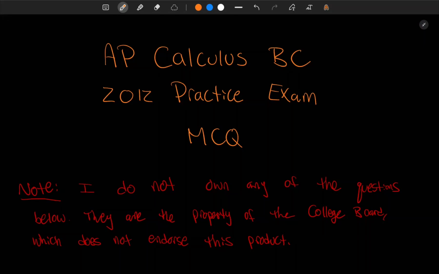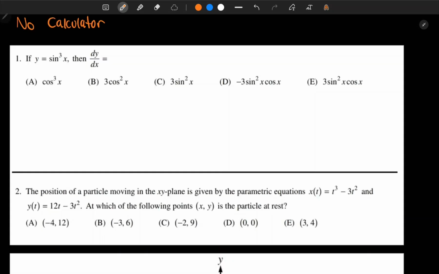And with that, let's begin on the no calculator section of the multiple choice section. To begin, consider the following. If y is equal to sine cubed x, then what is dy dx?